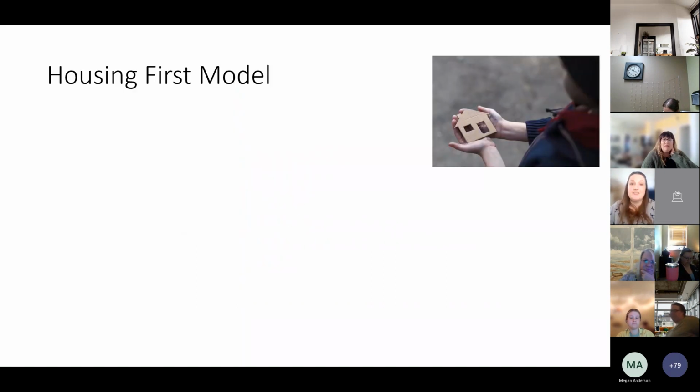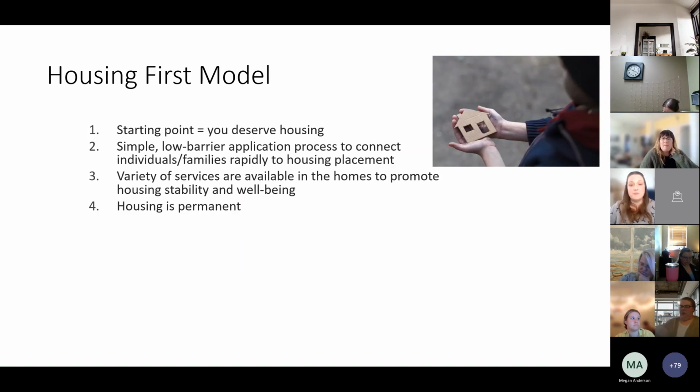So then enter our Housing First model. Our starting point is really like, you deserve housing. We want a really simple, low-barrier application process to get these people connected to housing. And then once they're in housing, providing all of those services to promote housing stability and well-being. And the housing is permanent. It can't be a Housing First model if it's like, if you do well enough here for 3 months, then you can move somewhere else. That's not a thing.